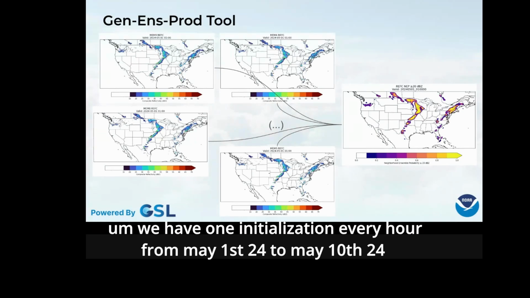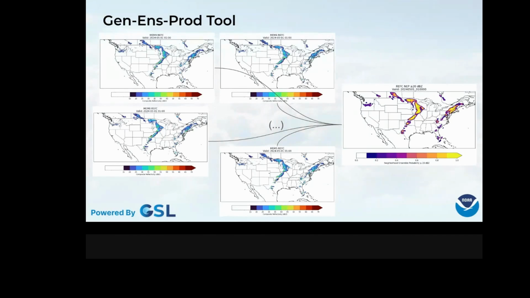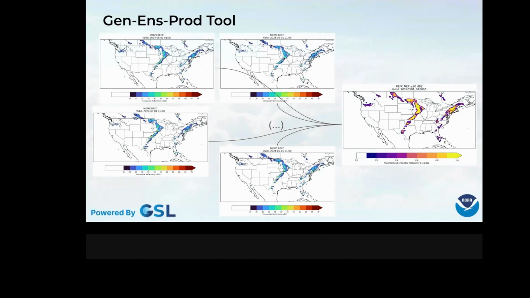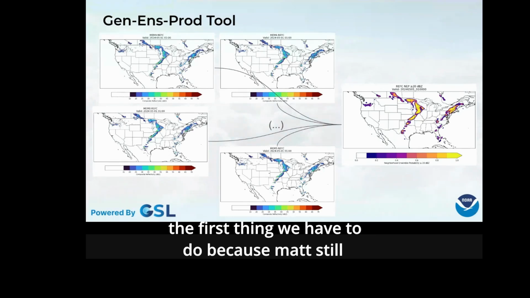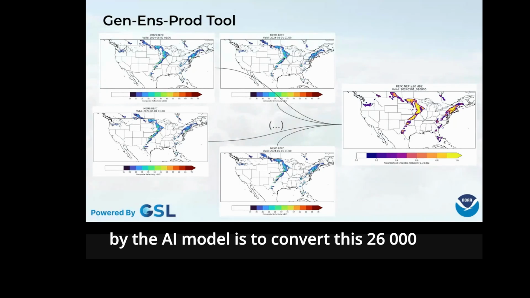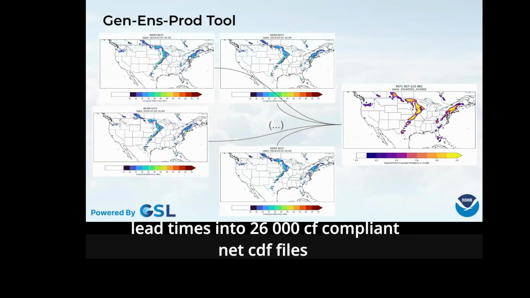We have one initialization every hour from May 1st, 24 to May 10th, 24. Then for each forecast, we have 12 lead times, and we have a total of 10 members. The first thing we have to do, because MET still doesn't support the native format used by the AI model, is to convert these 26,000 lead times into 26,000 CF compliant netCDF files.